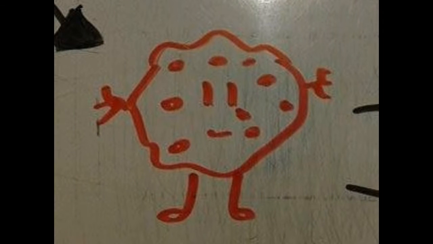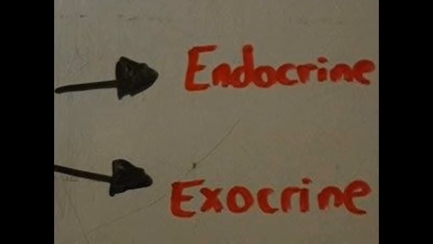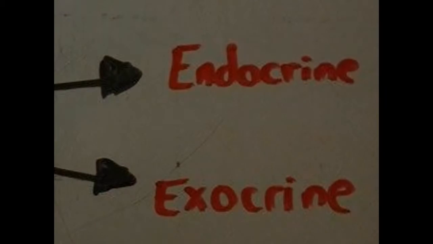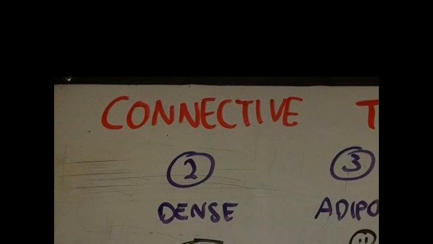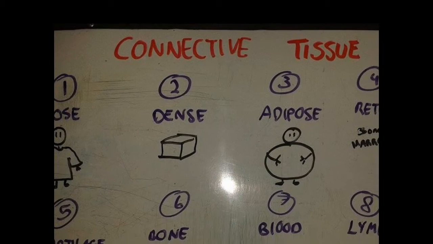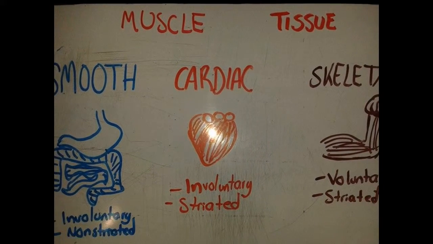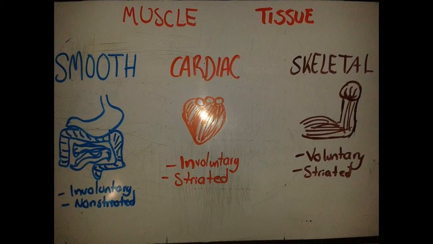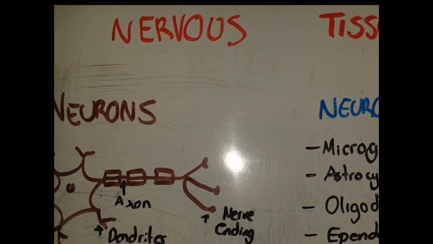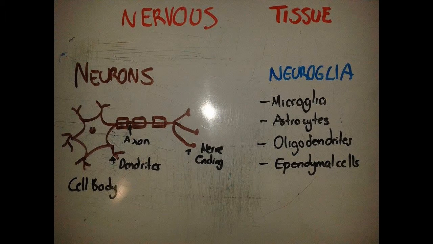The second type of epithelial tissue are the glandular, which is divided in endocrine and exocrine. The second body tissue is the connective tissue, which has 8 types: the loose, the dense, the adipose, the reticular, the cartilage, the bone, the blood, and the lymph. The third is the muscle tissue, which has 3 types: the smooth, the cardiac, and the skeletal. And finally, there is the nervous tissue, which is divided in 2, neurons and the neuroglia.